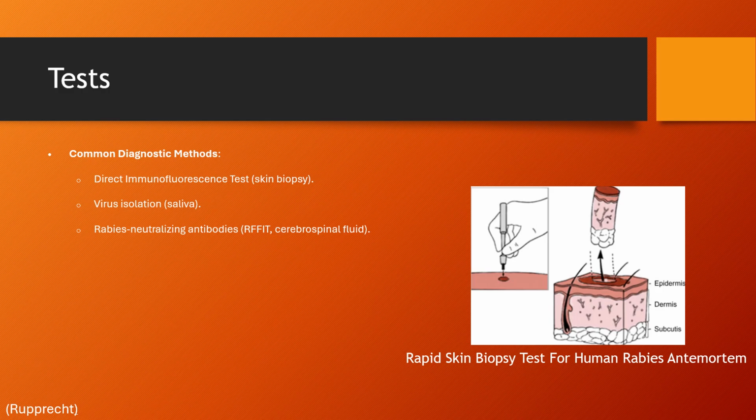Number 2, virus isolation. The rabies virus can be isolated from saliva by inoculating neuroblastoma cells or laboratory rodents, especially during the first 2 to 3 weeks of illness. Number 3 is the rabies antibody detection. The presence of rabies neutralizing antibodies, typically detected through the rapid fluorescent focus inhibition test, also known as RFFIT, is diagnostic. The detection of antibodies in cerebrospinal fluid further confirms the diagnosis, although it may appear later in the disease.